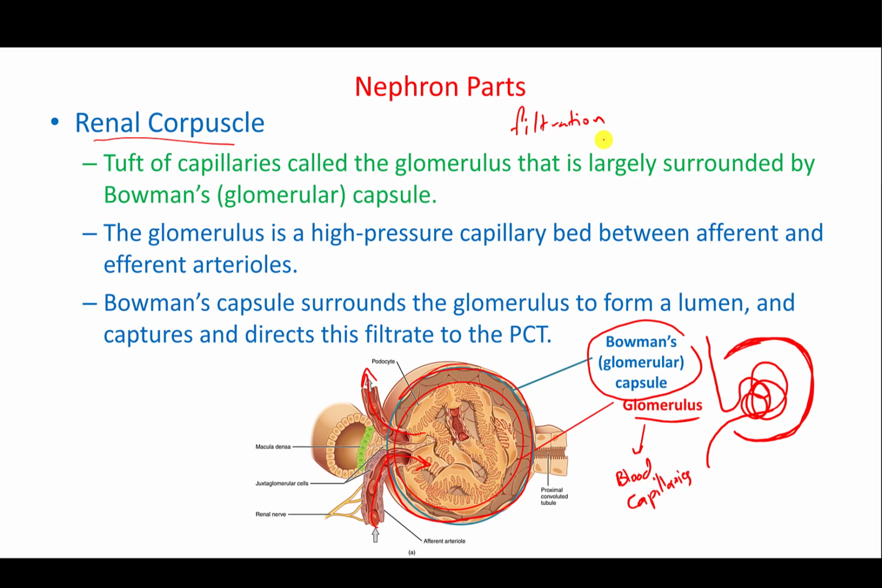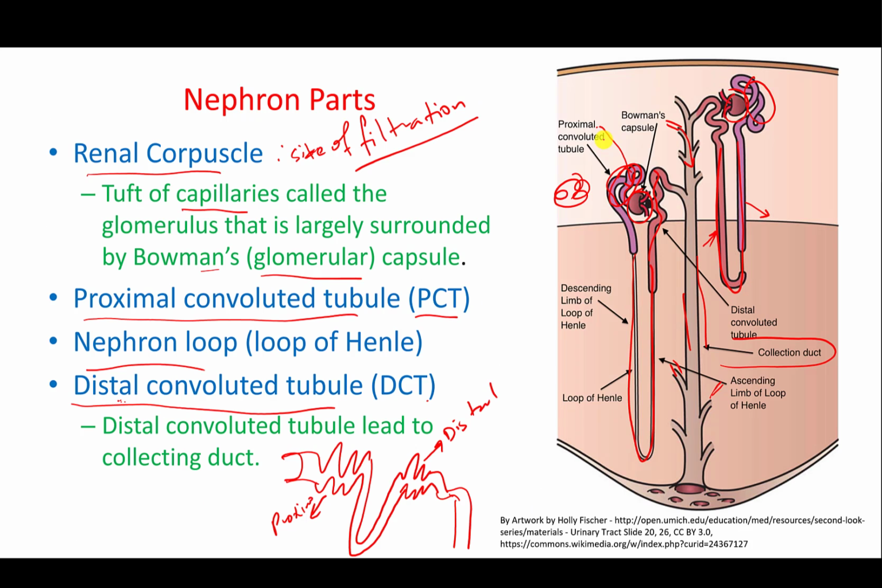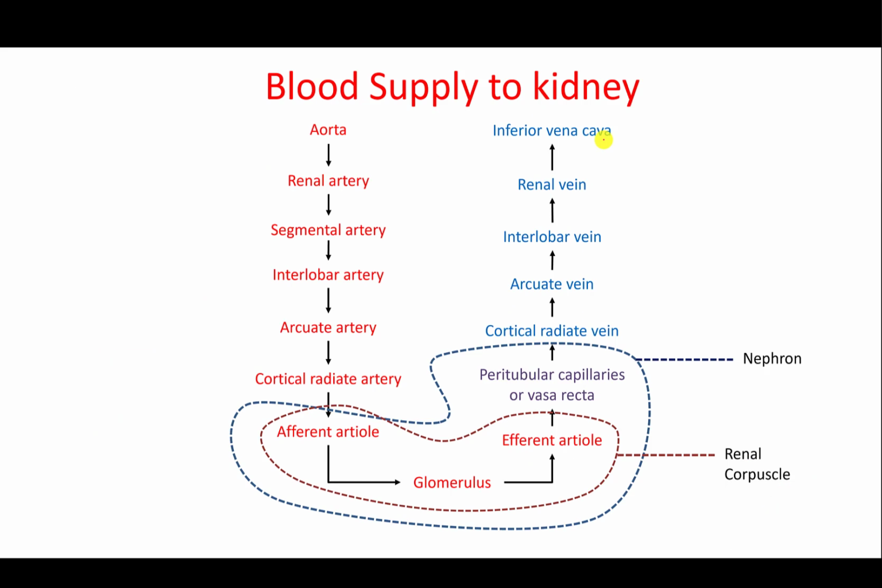Before going there, we need to go back to the slide that shows us the blood supply to the kidney. If you remember, we said the cortical radiating artery, then we will have the nephron. Now in the nephron, the cortical radiating artery leads to something called the afferent arteriole, which will lead to the glomerulus. And from the glomerulus, we will have the efferent arteriole.